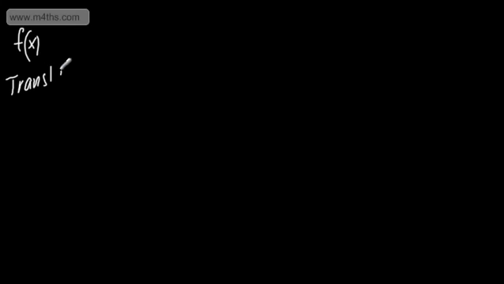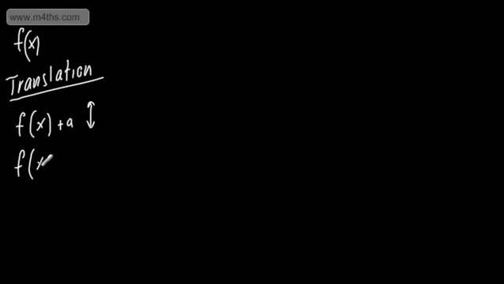A translation simply picks the graph up and moves it. Lower down school, you might have done translations with shapes. Exactly the same thing happens with a graph. The first type, we have f of x plus a. This moves it up or down. If this value of a is positive, it moves up. If it's negative, it moves down. So f of x plus 5 moves it up by 5 units. f of x minus 2 moves it down by 2 units.